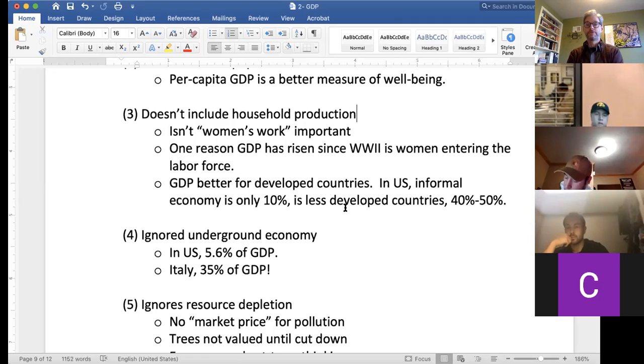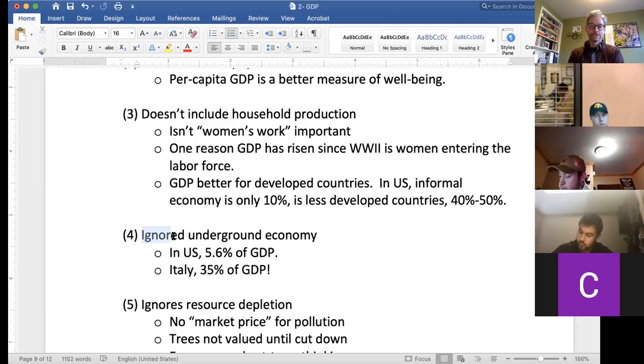And they have a point. That's a legitimate point, particularly in less developed countries, where more people work in informal markets, right? Meaning more people work at home, or they do work for people on side gigs. Whenever the gig economy is bigger, GDP is probably going to be a worse measure of well-being. In the US, the informal economy is probably only about 10% of everything that's going on. But in less developed countries, it can be upwards of half. And so obviously GDP is going to miss a lot.